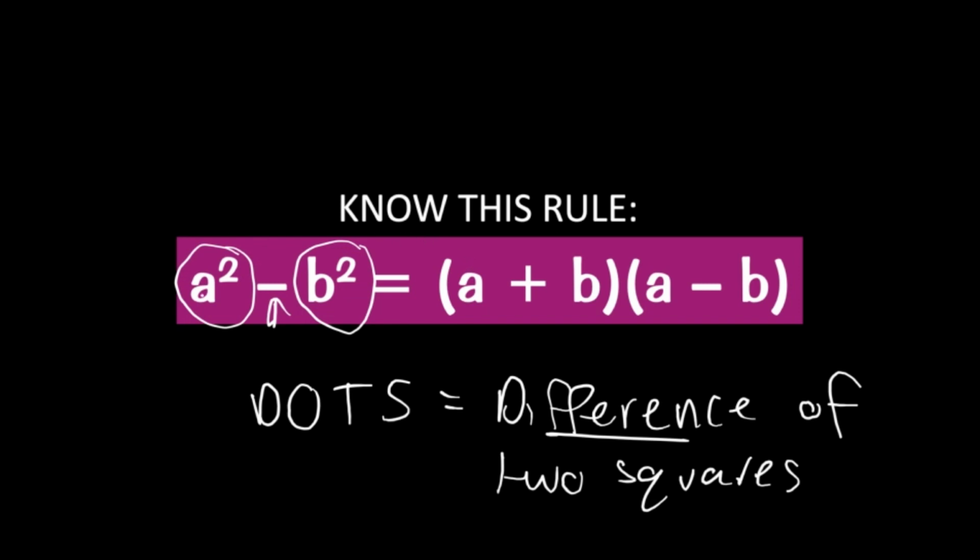And the rule states that if you have any form of a squared minus b squared, to factorize it, it will turn into this form. So whatever a is, the square root of a squared will be in this position and this position. Whatever b squared is, its square root will be in this position and this position as well. And the signs will be the following: a plus and a negative. Of course you can put it the other way around, it will be the same thing, but just plus first and then negative.